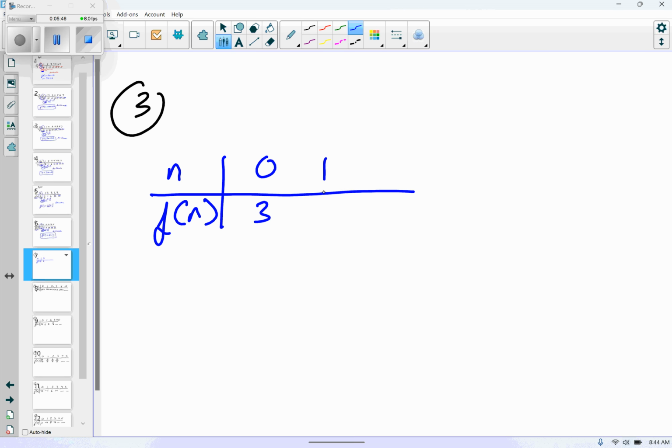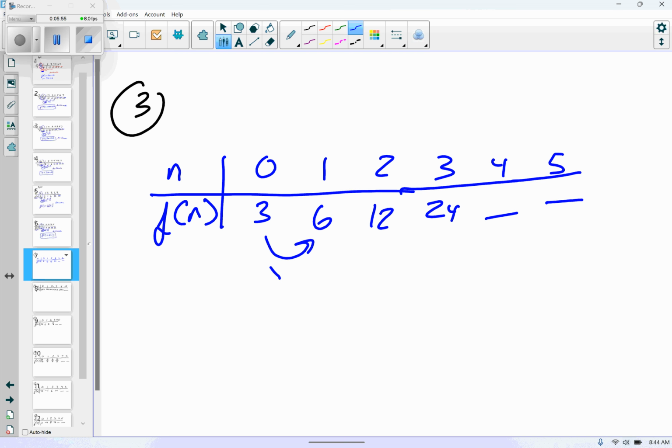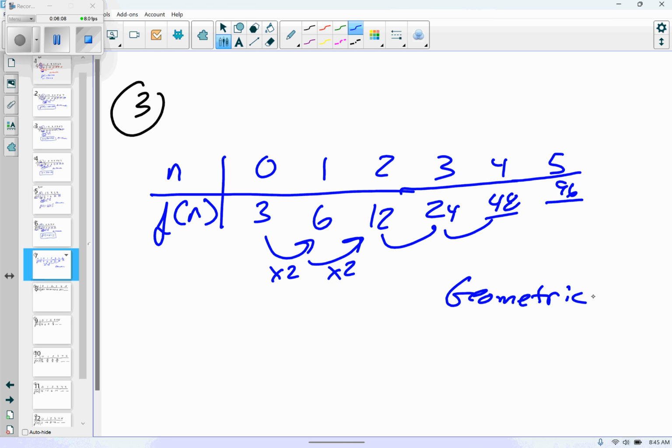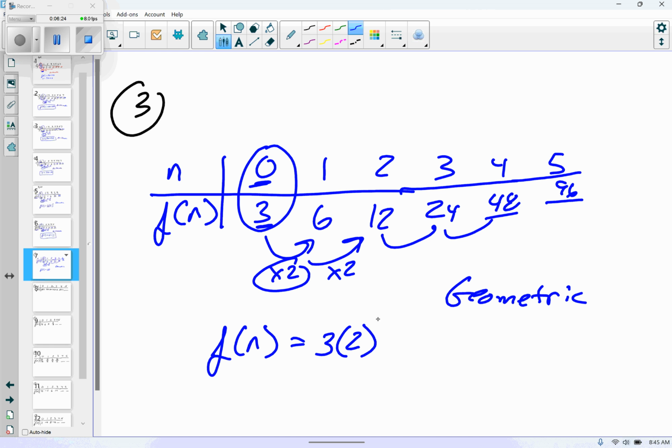So 0, 3, 1, 6, 2, 12, 3, 24, 4, we don't know, 5, we don't know. So it looks like I'm multiplying each time by 2. So times 2 each of these, that's then 48, that's then 96. So this is geometric. So the last term times 2, that would go all under our recursive function. So I'm going to go f of n. I have to remember that. And as long as I have that as being a 0 here, this 3 is going to do. So 3 times 2, 2 is raised to the n power. So if I were to plug 0, 1, 2, 3, 4, and 5 in, I'd get the appropriate answers below.